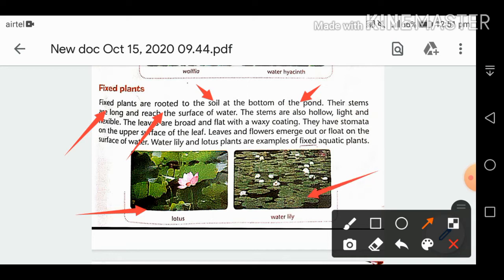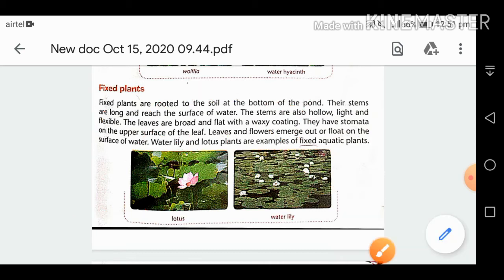There is one main feature of these plants: they have broad, flat leaves with a waxy coating. This is the key line. Why? Because the water will slip off from their leaves. It will not stay on the leaf.